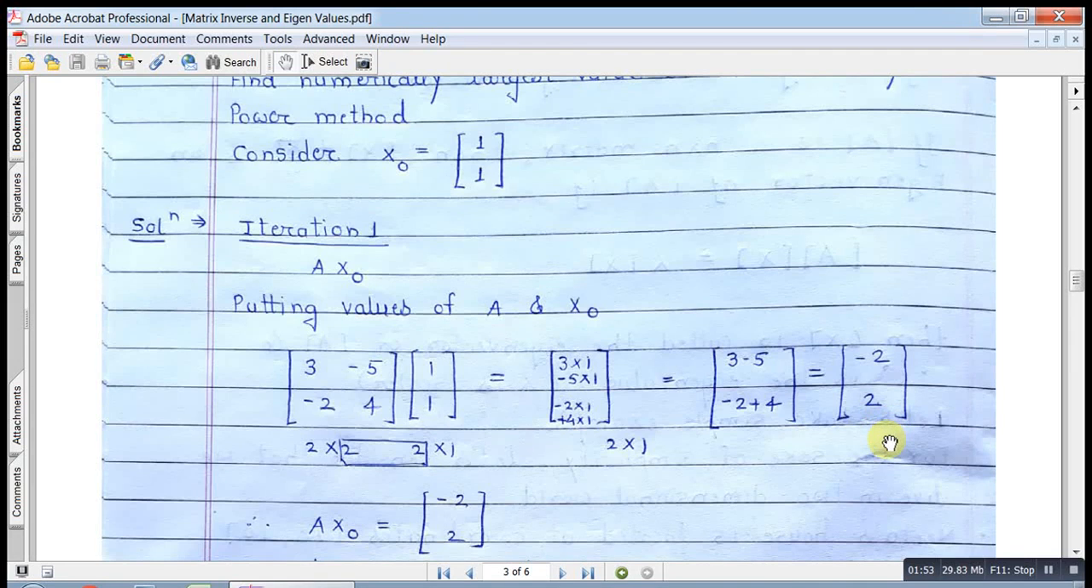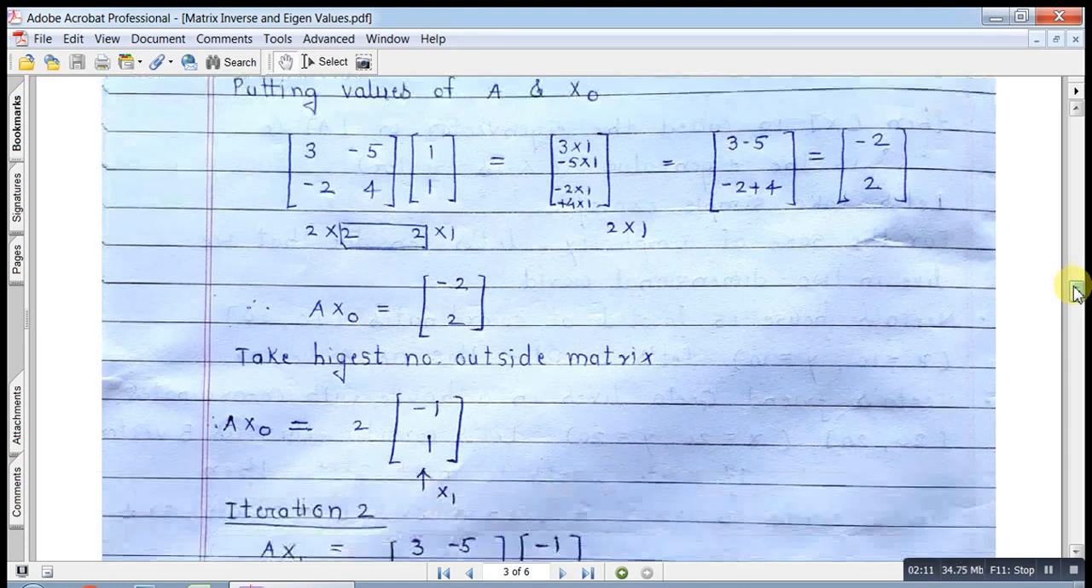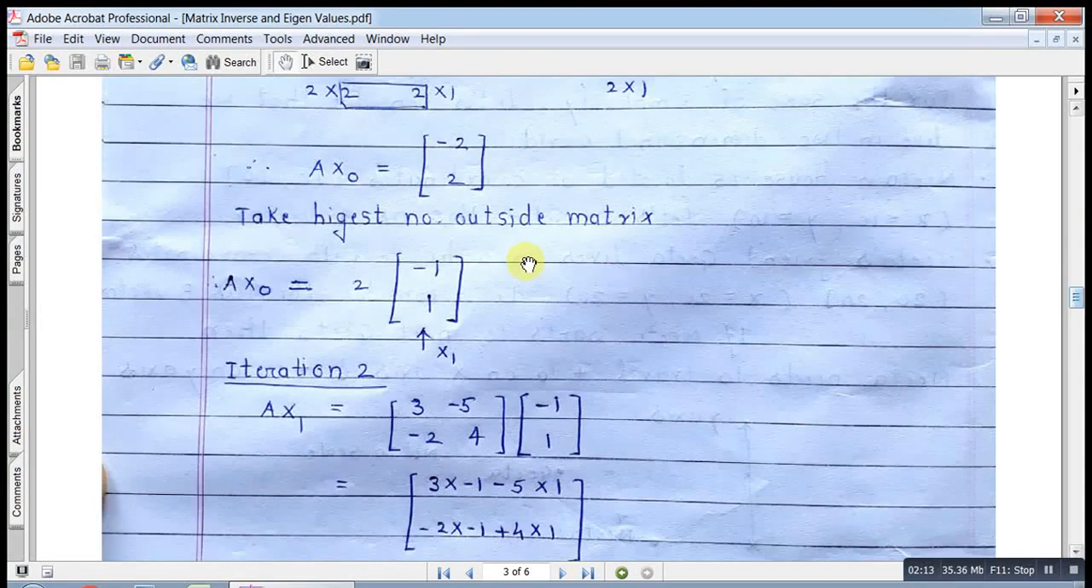So AX0 will be -2 and 2. Take the highest number outside. So the highest is 2, so 2 will be outside. Divide by 2, so it will be -1 and 1. So for iteration number 1, we get 2 in bracket -1 and 1. Consider this as x1.